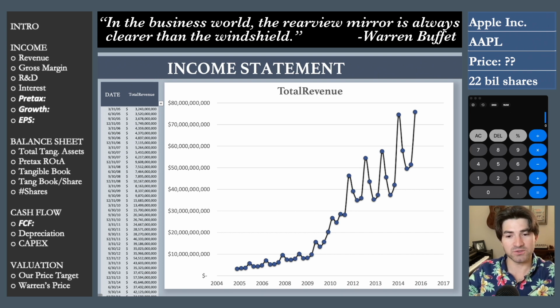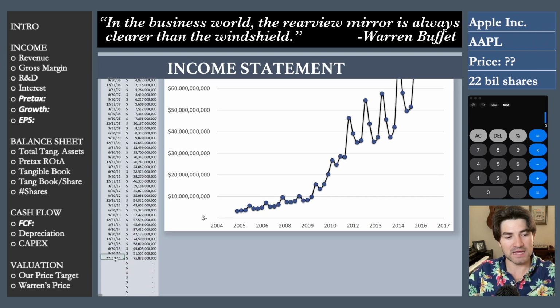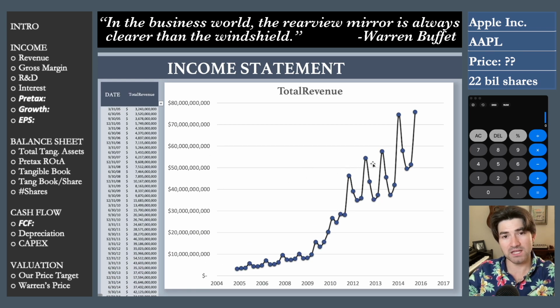As far as the financial statements, what we're looking at is every quarterly result going from the first quarter 2005 to the last quarter of 2015. So 10 years of financial data on Apple. Okay, and we're going to see, would we have bought this stock whenever Warren did? All right, let's go. First up is total revenue.